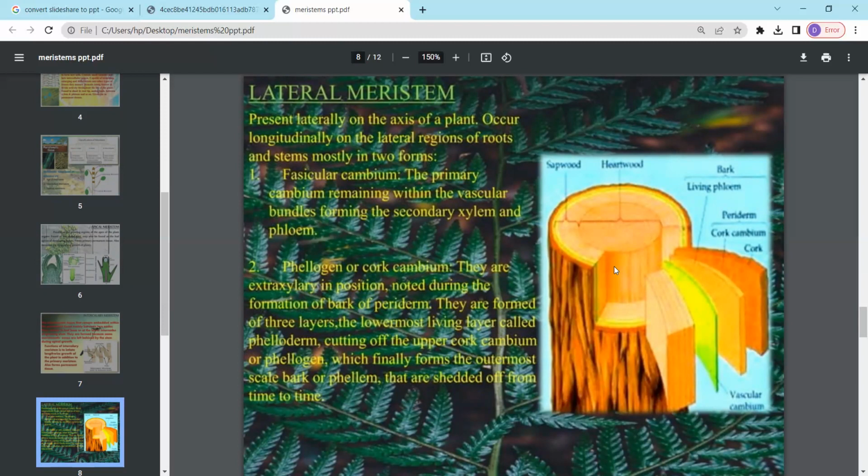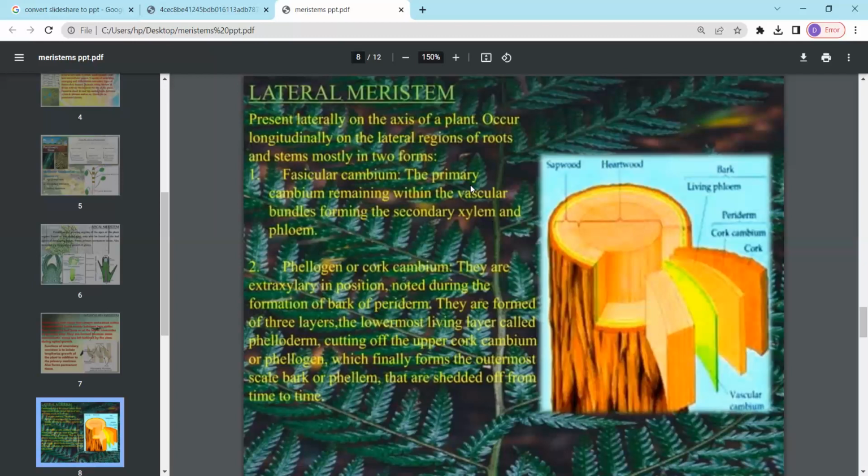Next one is the lateral meristem. They are present laterally in the axis of a plant and occur longitudinally on the lateral regions of the root and stem. Here there are two types. Examples of lateral meristem are fascicular cambium and cork cambium. Fascicular cambium means the primary cambium remaining within the vascular bundles and forming the secondary xylem and phloem.